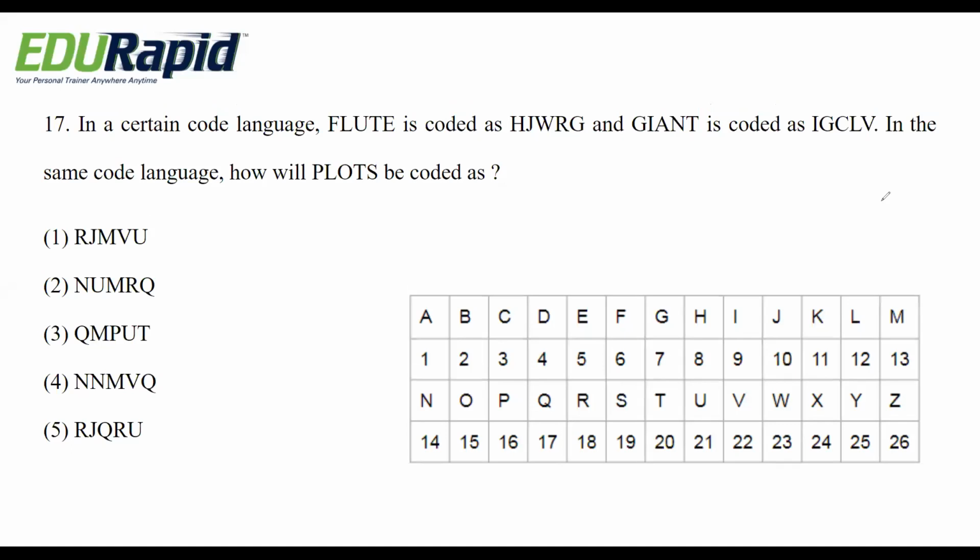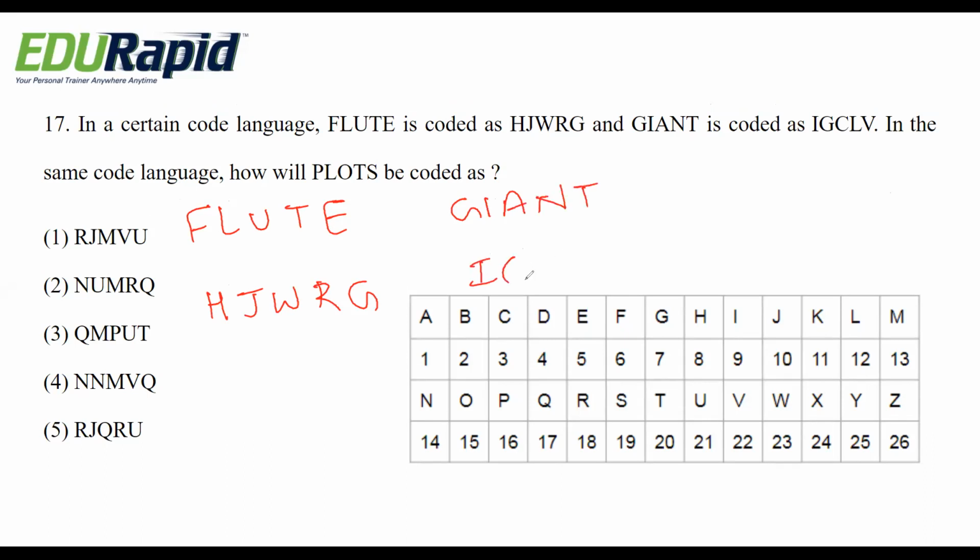So for this, you have to remember the table. FLUTE is coded as HJWRG and GIANT is coded as IGCLV. So in the same way, PLOTS is coded as what? Okay, let me check with the first one. F: after F or before F, what are the terms? D, E, F, G and H. So let me go with F and H. It is increased by 2 terms.